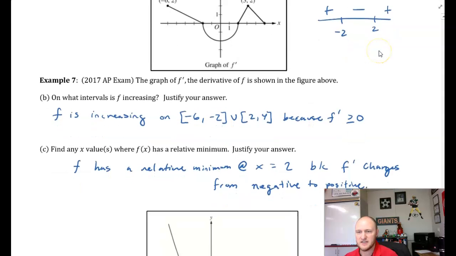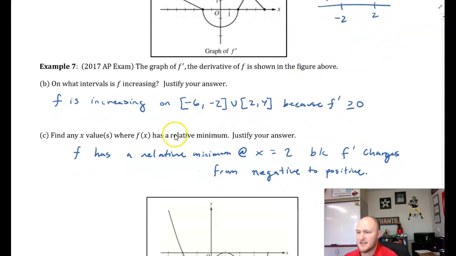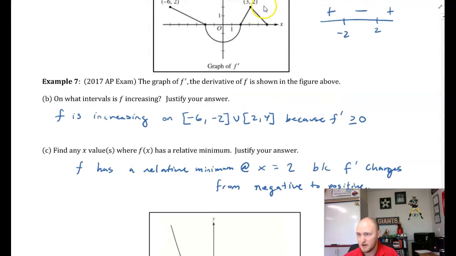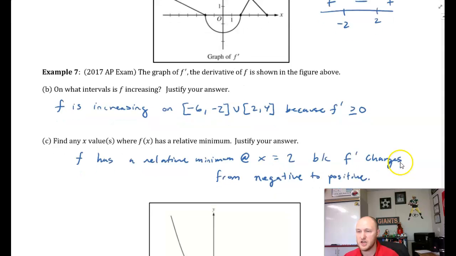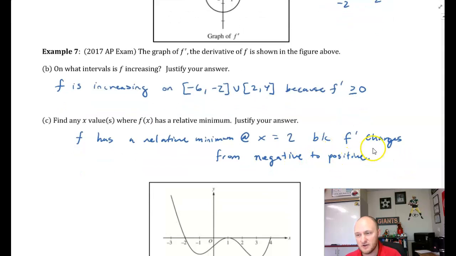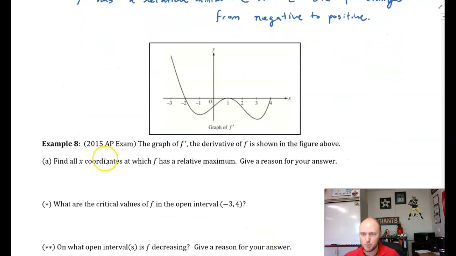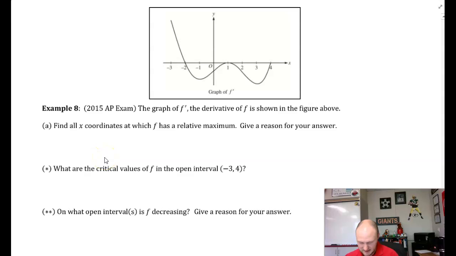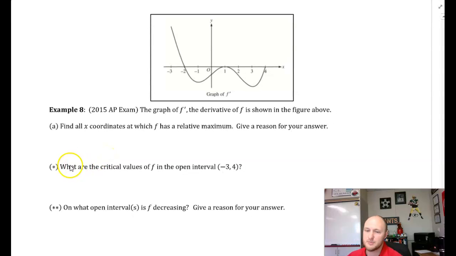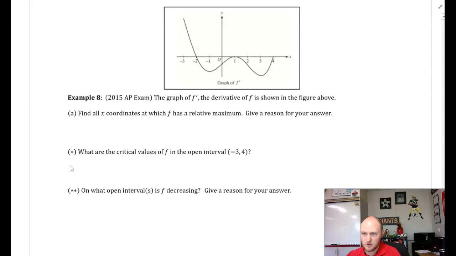Part C says find any x values where f of x has a relative minimum. Well, it has a relative minimum at x equals 2 because it changes from decreasing to increasing, right? So f prime changes from negative to positive, and we always utilize f prime as our justification. All right, next practice example here is example number 8. Go ahead, please pause the video, and I'm going to show you the solutions here in a moment.